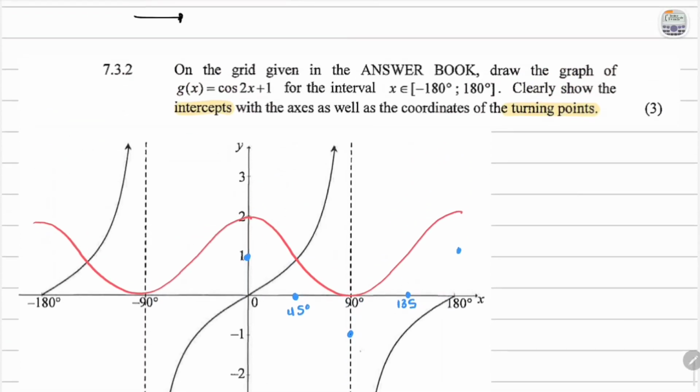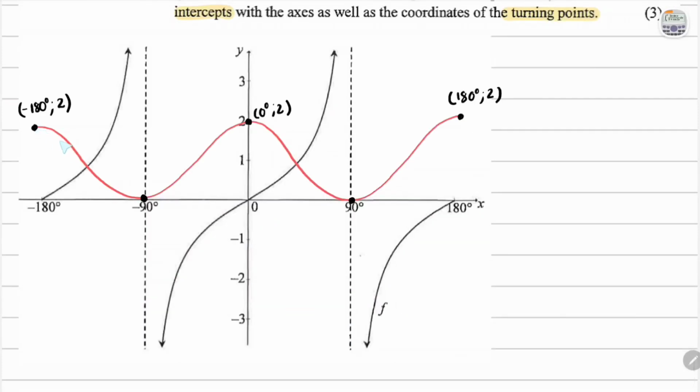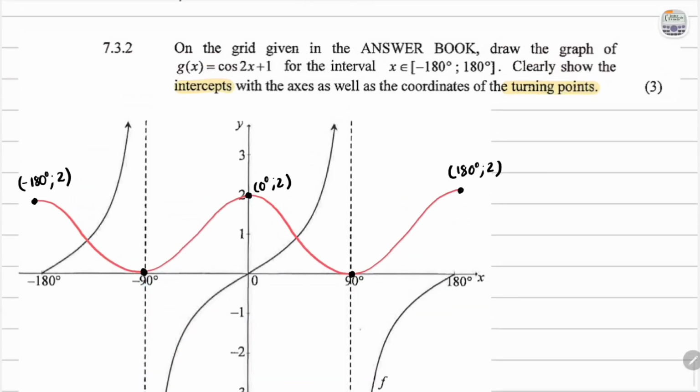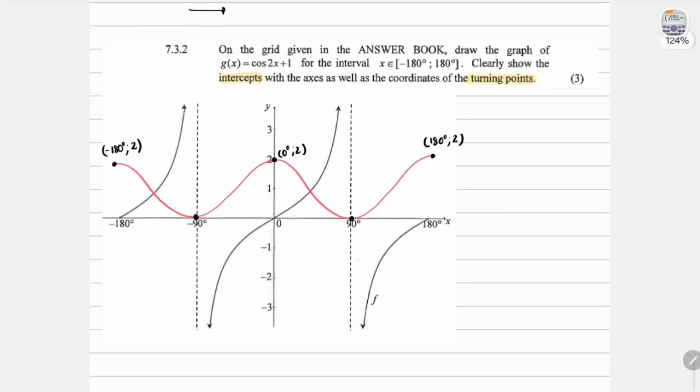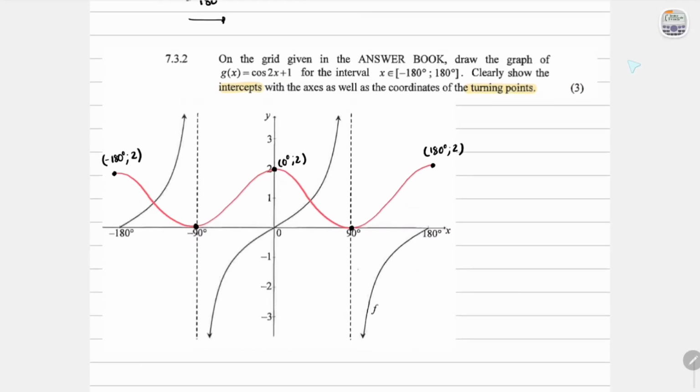Okay, now let's just put down those important points. We need to make sure we clearly show the intercept and the turning point. So these are our turning points, and that's also an x-intercept, and that's also an x-intercept, and that's a turning point as well. Okay, so that is what it looks like. We've pointed out all those important points. And that is that question. Moving on to the next question.